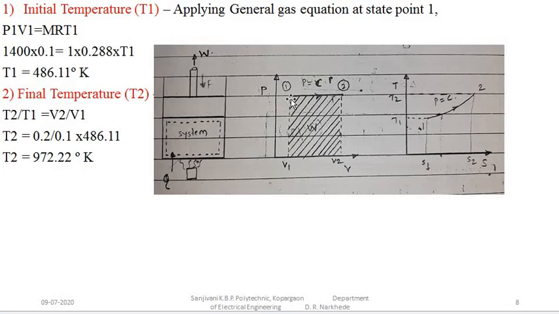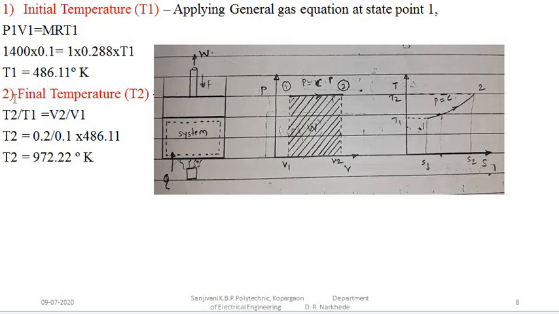So we can apply the general gas equation at point 1. Therefore, P1 V1 is equal to mR T1. So putting the values, pressure value is 1400 kilopascal into volume is 0.1 meter cube, that is equal to 1 into 0.288 into temperature T1. So temperature T1 is equal to 486.11 degree Kelvin. So we have calculated the initial temperature T1.